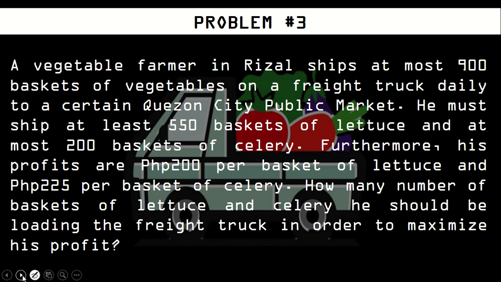Okay, so when it comes to problem number 3, we have this. A vegetable farmer in Rizal ships at most 900 baskets of vegetables on a freight truck daily to a certain Quezon City public market. He must ship at least 550 baskets of lettuce and at most 200 baskets of celery. Furthermore, his profits are 200 pesos per basket of lettuce and 225 pesos per basket of celery. How many baskets of lettuce and celery should he be loading on the freight truck in order to maximize his profit?